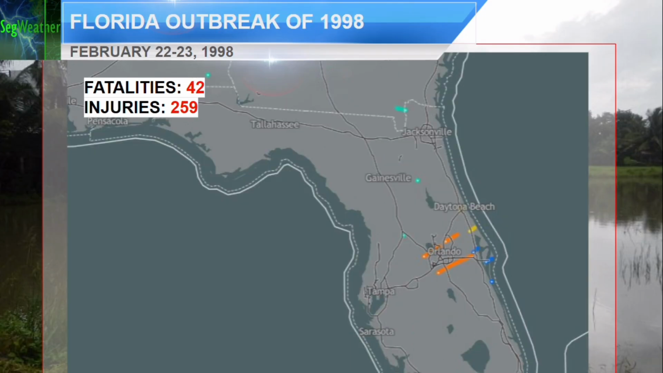And then the Florida outbreak of 1988 was also pretty bad for Florida. 42 deaths occurred, 259 injuries, mainly from these EF3 tornadoes. You can see the oranges that indicate where they hit around Orlando. These tornadoes alone were responsible for most of the deaths, unfortunately, with this system.